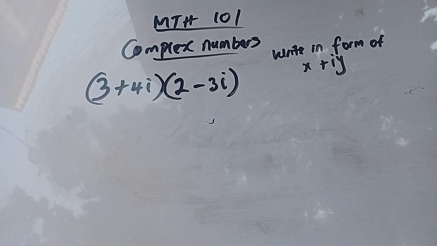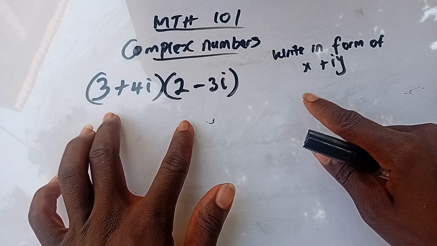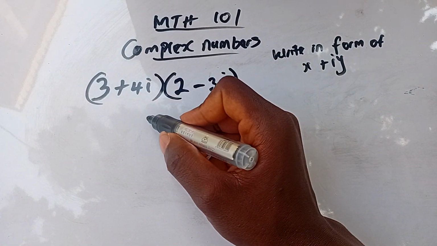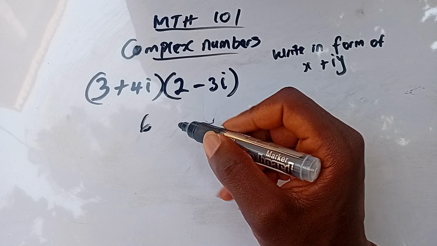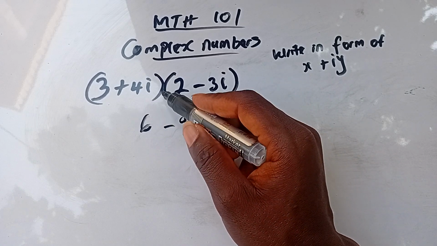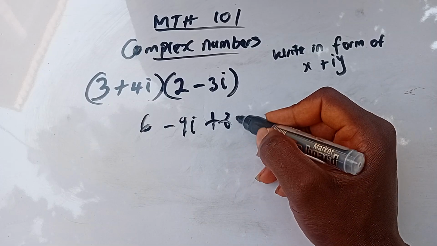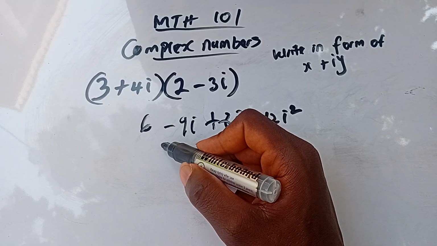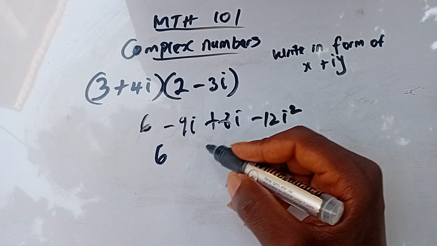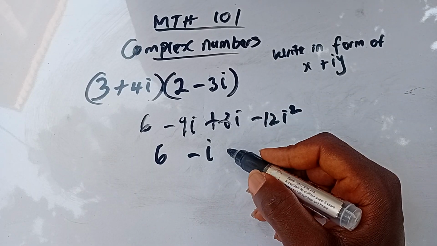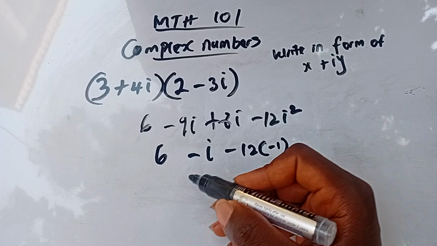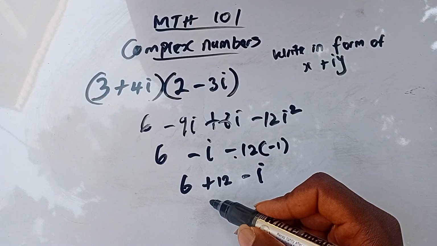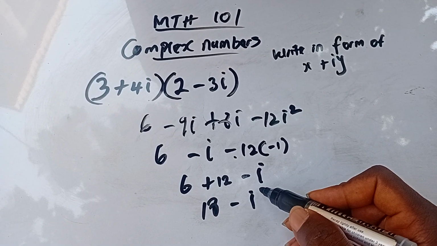So here's another question. We want to write this in the form of x plus iy. How do we write this guy in the form of x plus iy? Now let's open the bracket. 3 times 2, that's 6. 3 times minus 3i, that's minus 9i. 4i times 2 is plus 8i. 4i times minus 3i is minus 12i square. So this gives us 6 minus 9i plus 8i, that's minus i, right? Minus 12, what's i square? Minus 1. So this gives us 6 minus 12 times minus 1, that's plus 12. Then we have minus i. So this gives us 18 minus i.